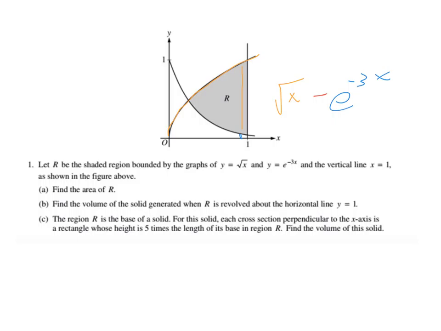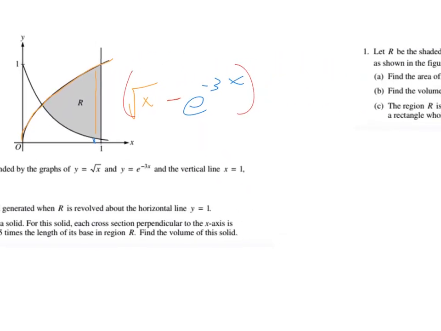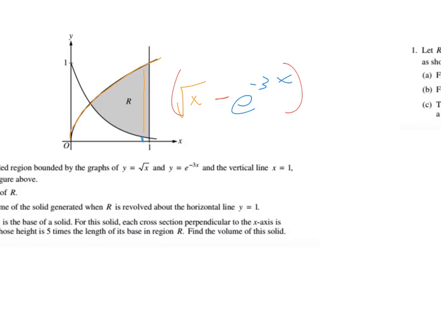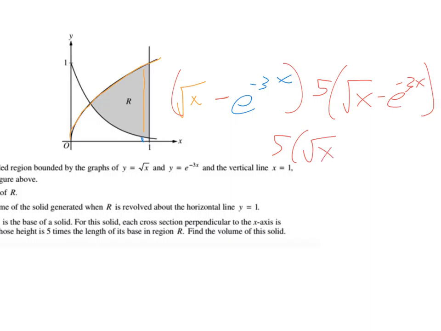So to find the full area of the rectangle, we take a base and we multiply it by a height. And they just told us that the height is 5 times the length of the base. So for each one of those rectangular cross sections, when you simplify that, that's 5 parentheses square root of x minus e to the negative 3x squared.